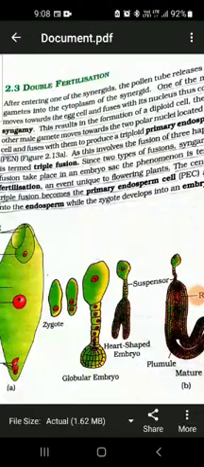Hi students, moving ahead in the lesson sexual reproduction in flowering plants. Today we shall discuss the double fertilization and triple fusion and also the post fertilization changes and structures and events.